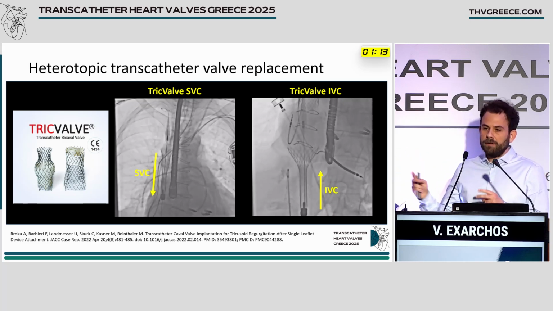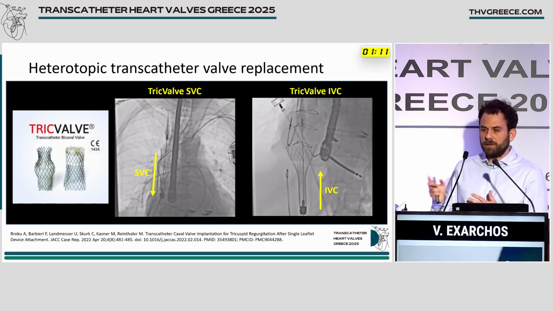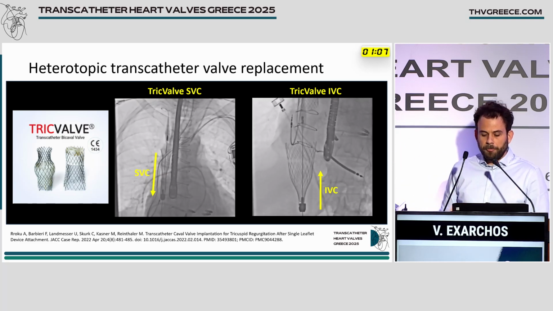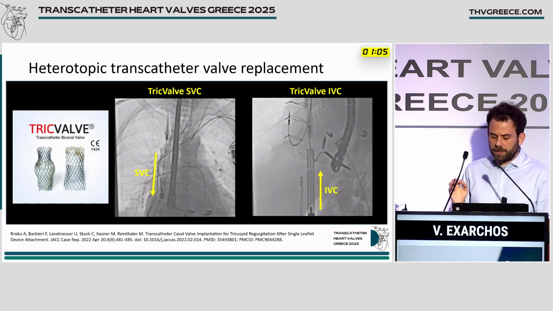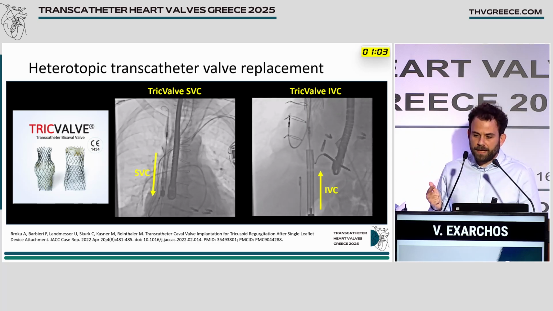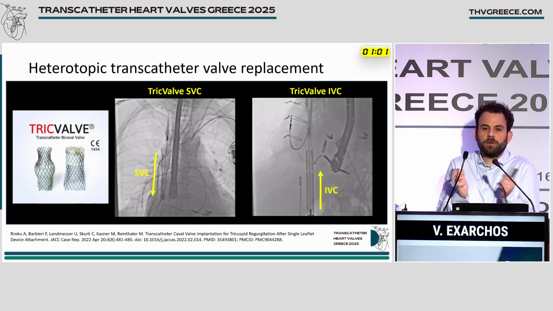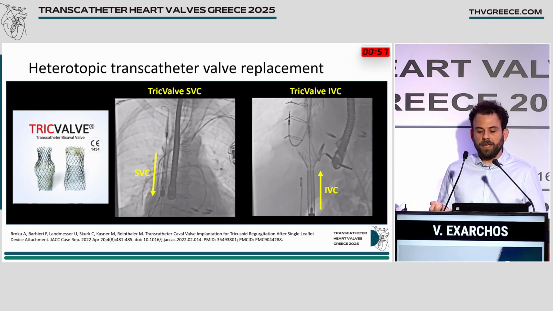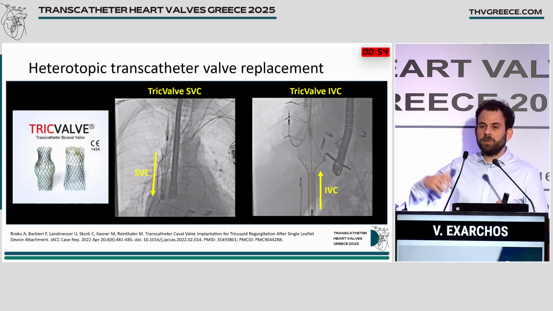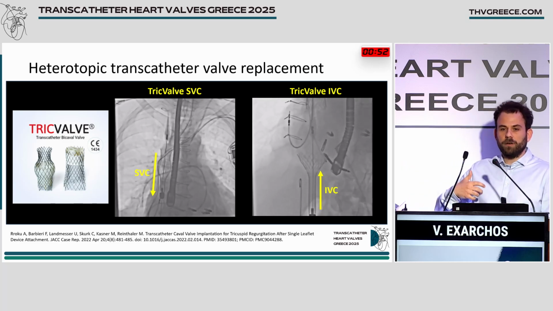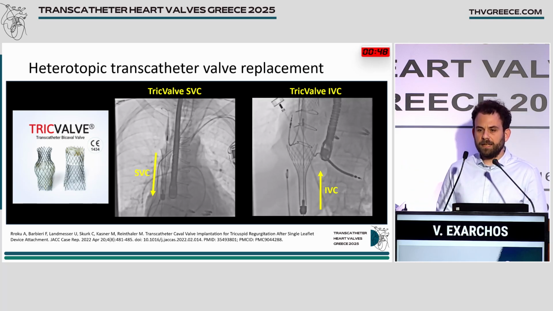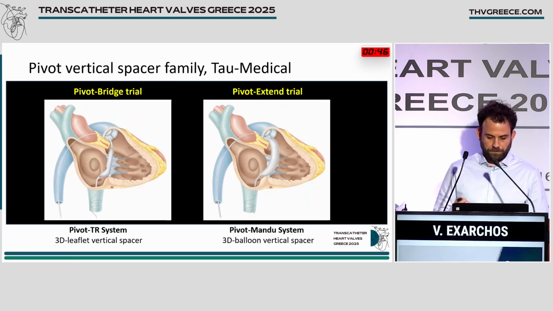We have 2 valves. They are not identical. There are some differences, one for the IVC, one for the SVC. The most important thing is to understand that for the IVC, I actually need a shorter skirt because I don't want to block the hepatic veins. And for the SVC, I need a long skirt because I don't want to have a paravalvular leakage. After the implantation of the TricValve, we had a significant improvement of clinical condition.